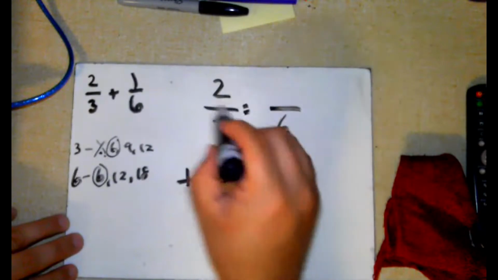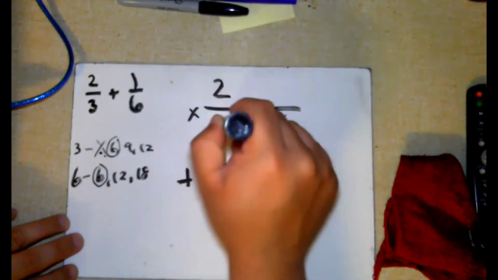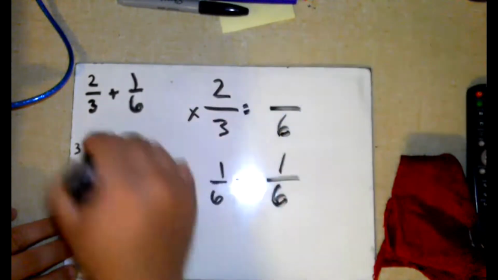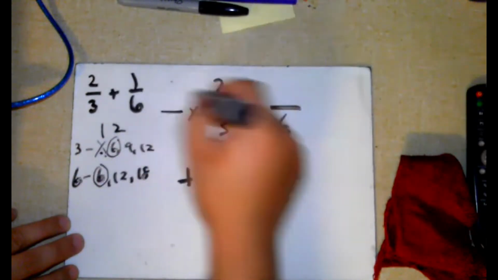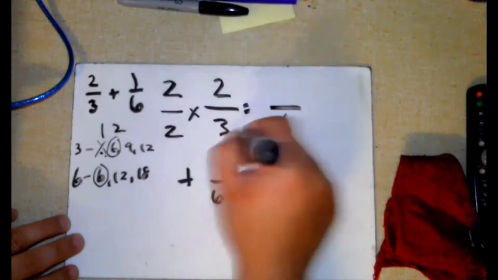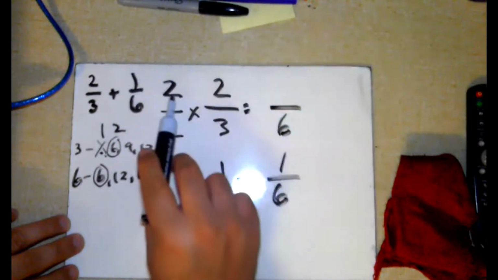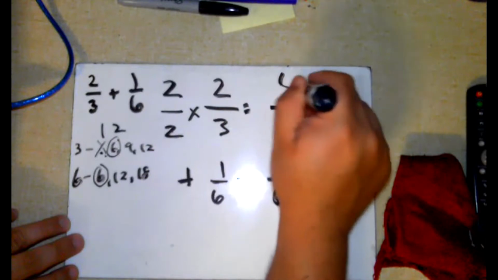So what do I need to multiply 3 by to get the 6? Well, let's count. 1, 2. And what I do to the denominator, I do to the numerator. 3 times 2 is 6. And then 2 times 2 equals 4.